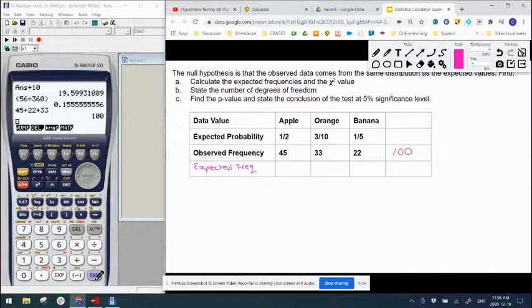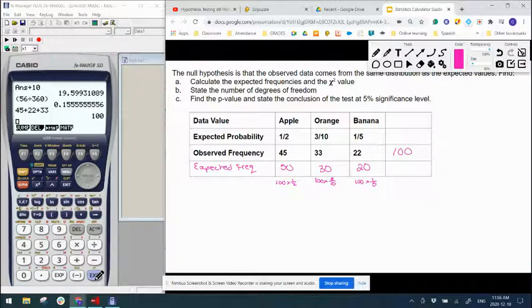If our probabilities were correct, then we would have expected 50 people to eat apples, because that's half of the people. So we just go 100 times a half. Then we go 100 times 3/10. So we would expect 30 people to eat this. And then we go 100 times 1/5. And we would say 20 people should eat this. So it looks like we were pretty accurate, but we don't know if it was statistically significant yet. So there's our expected frequencies.